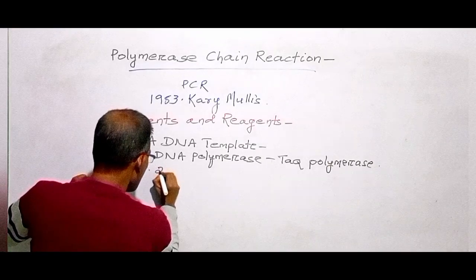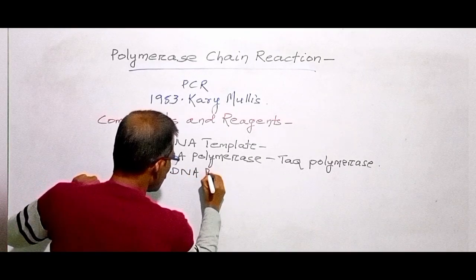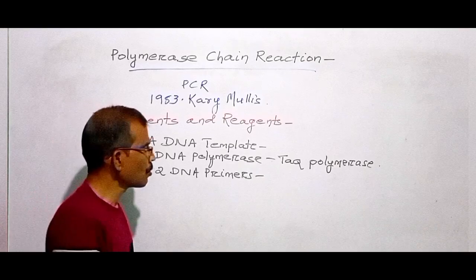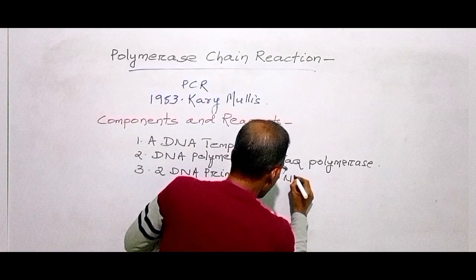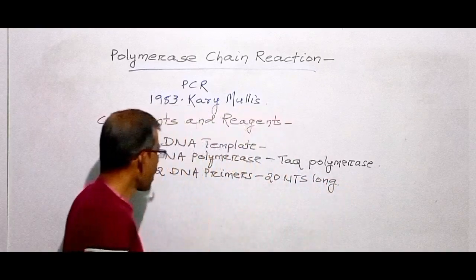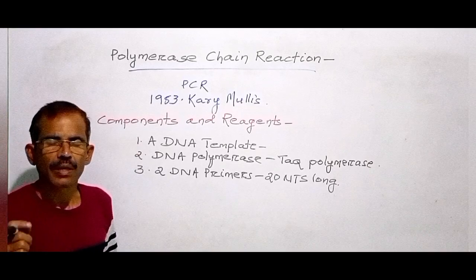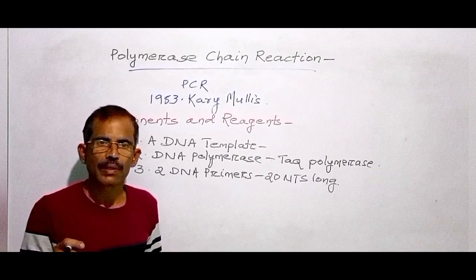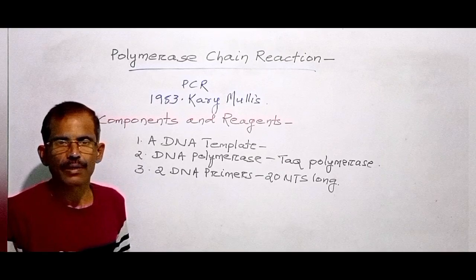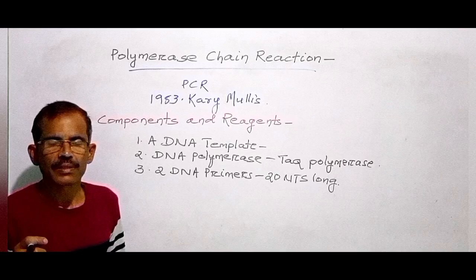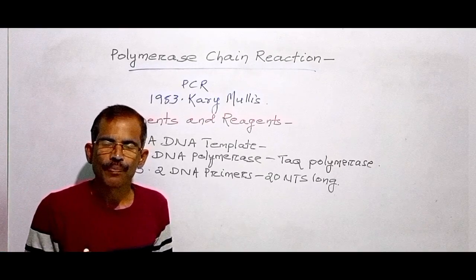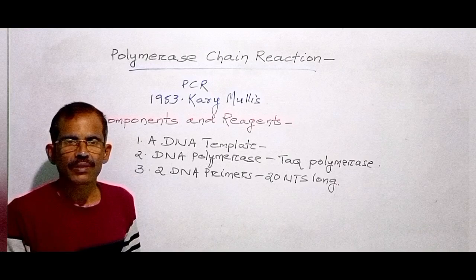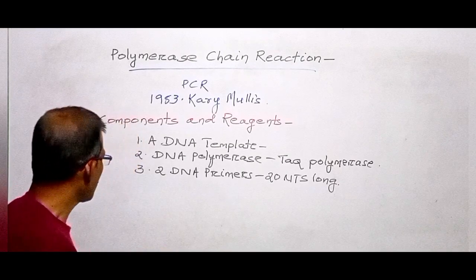Number 3, two DNA primers. Primers are short oligonucleotides about 20 nucleotides long. Of the two DNA primers, one primer is complementary to the 3' end of the sense strand, and the other primer is complementary to the 3' end of the antisense strand. Without primer, DNA polymerase cannot initiate DNA synthesis. The primer provides the free 3' hydroxyl group to which nucleotides are successively added by the enzyme DNA polymerase.